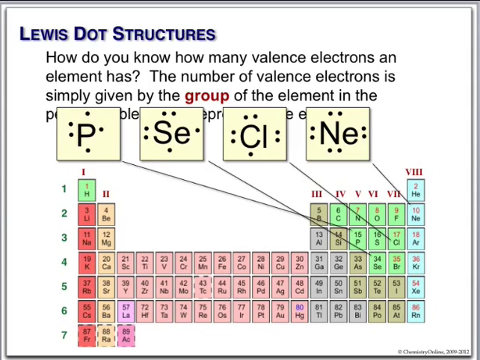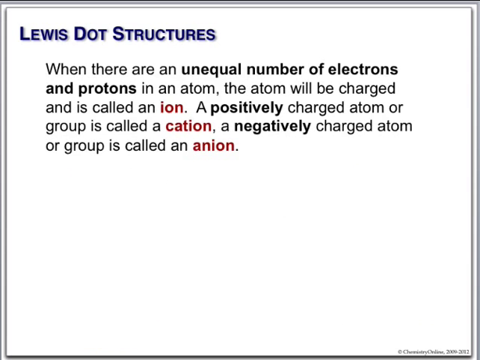It keeps going. Phosphorus, selenium, chlorine, neon. Remember these guys over here in group 8? They were the noble gases, or the inert gases. We call them that because they don't react with anything. That's because they have all the electrons they want. They're full. These guys are all reactive because they want extra electrons. All right.